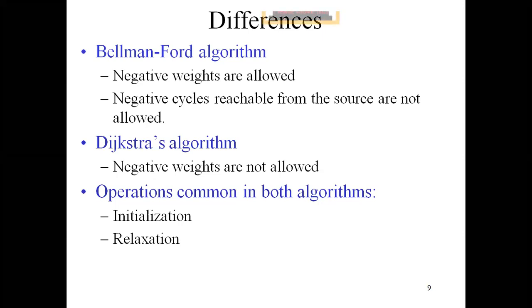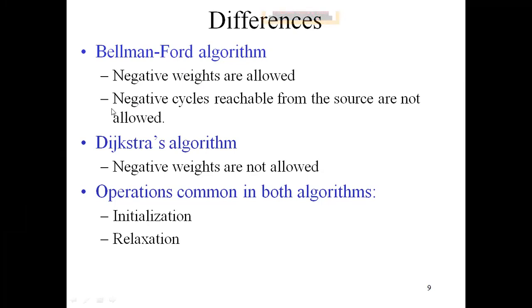In the Bellman-Ford algorithm, negative weights are allowed. For negative weight edges, it will give the correct result. Whereas negative cycles, that means when you consider a cycle in a graph, if you take the sum of the weights of all the edges of that particular cycle and get a negative value, then that is a negative cycle. Negative cycles reachable from the source are not allowed. That means for negative cycles, we can't find the shortest path.